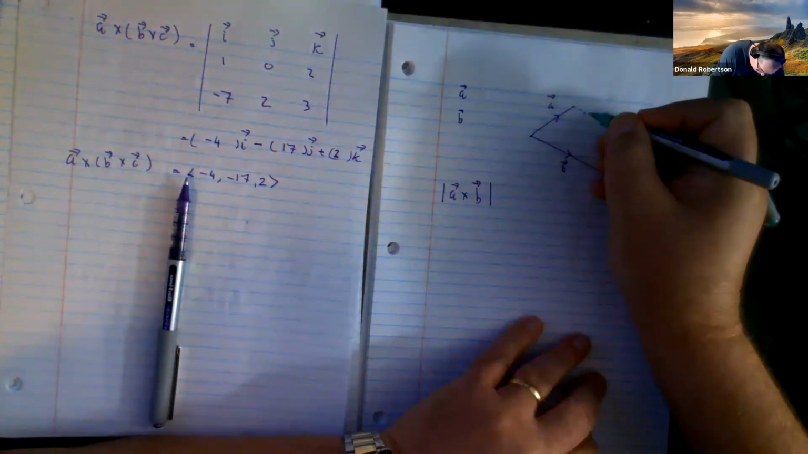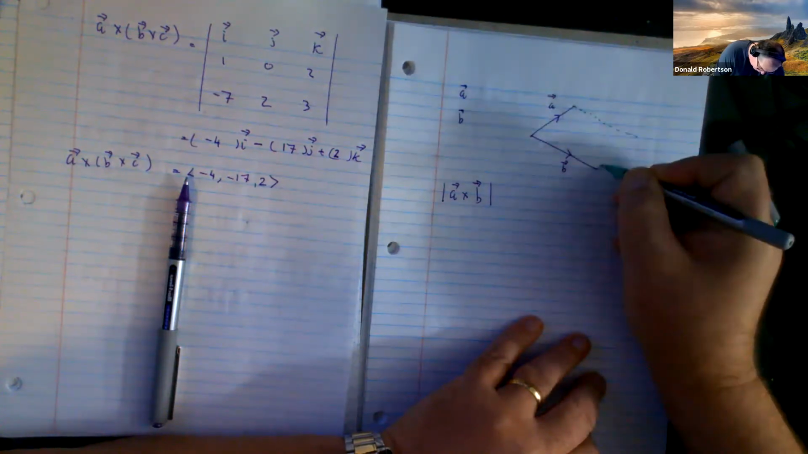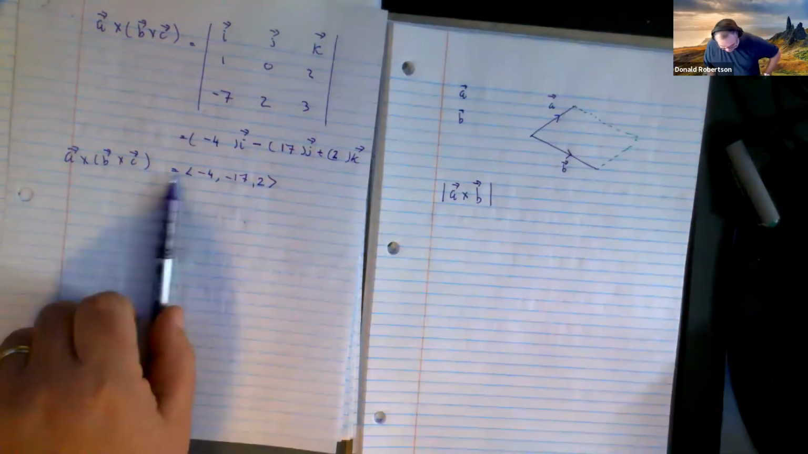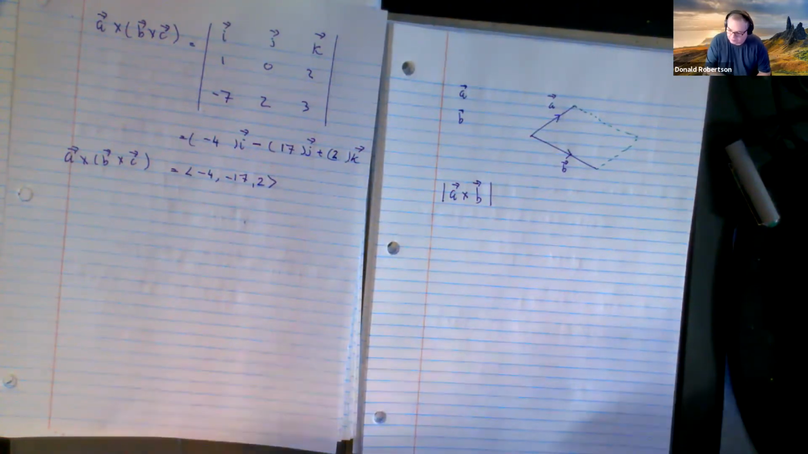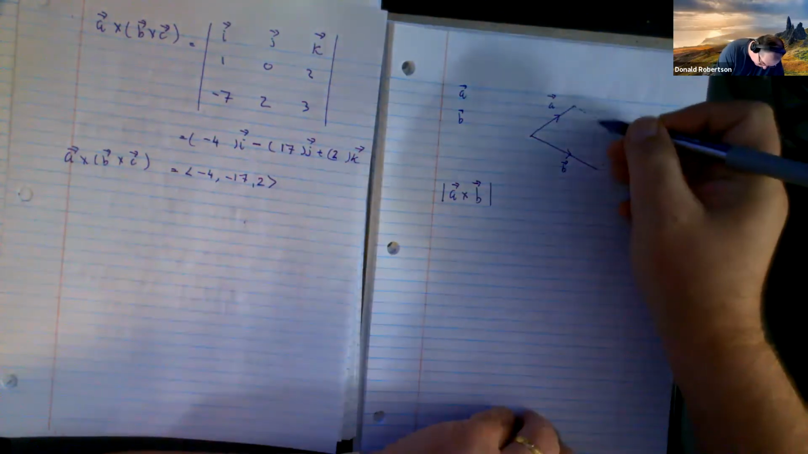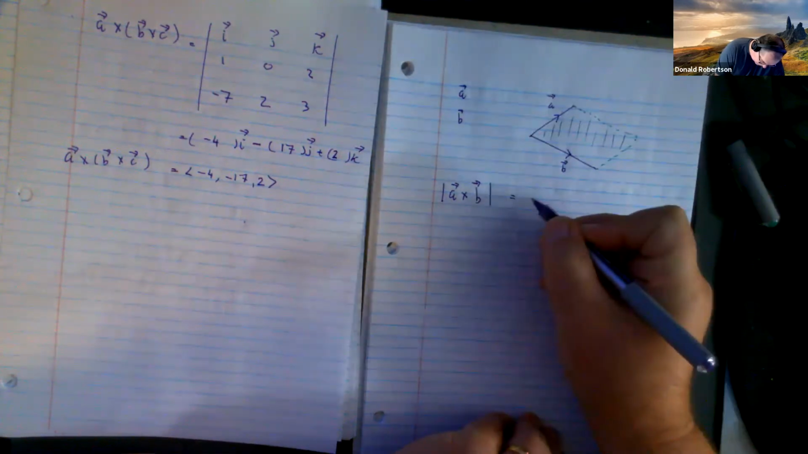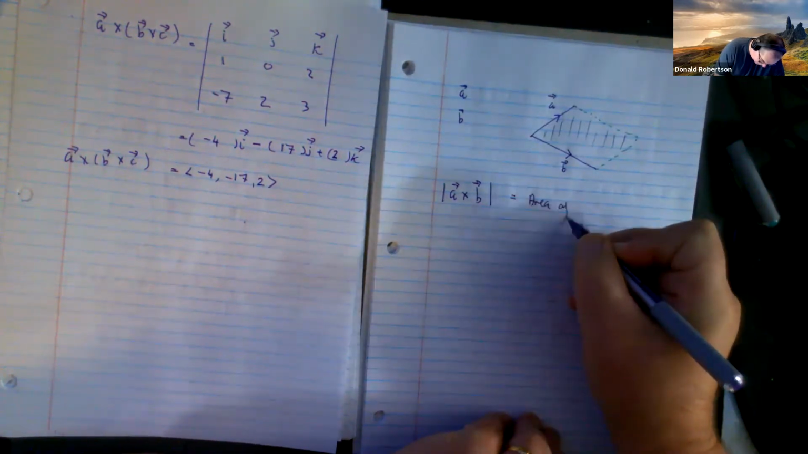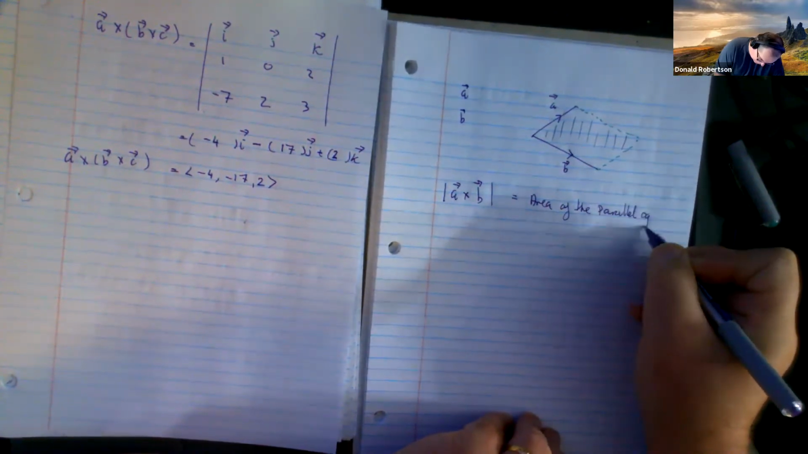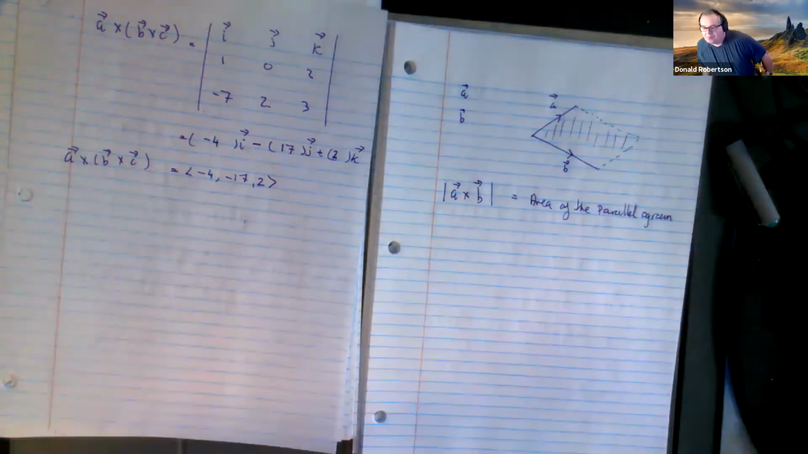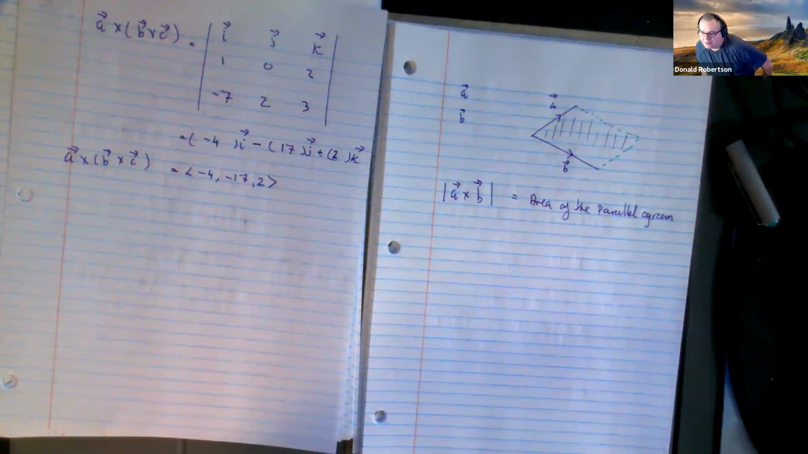Can you imagine I added 2 more parallel lines? Wouldn't 2 vectors in 3D space make a parallelogram? Can you imagine 2 vectors making a parallelogram? Here's something amazing. The magnitude of the cross product is the area of the parallelogram that's formed by the 2 vectors A and B.